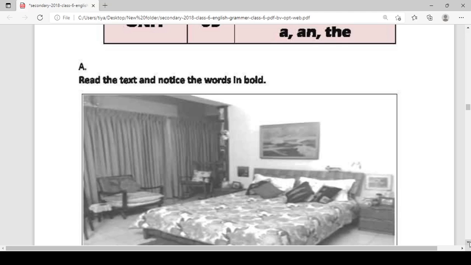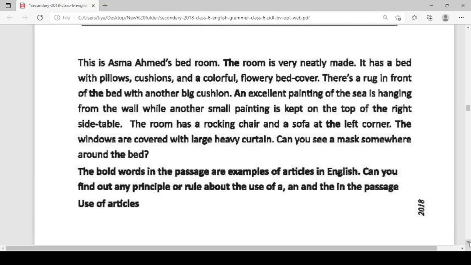Now we have the articles. So what is the use of the articles? Everybody knows that we have three articles: a, an, and the. But what is the use of the articles? It is an important thing. So you just need to understand the use of the article. Like, we have something in this room, bed, curtains. Now just read this passage.